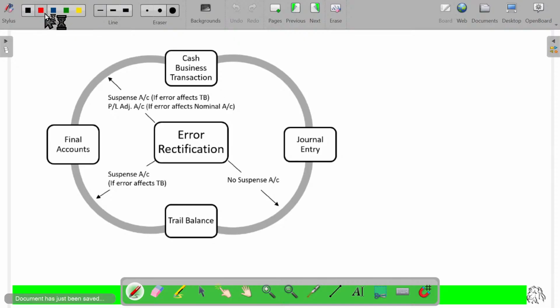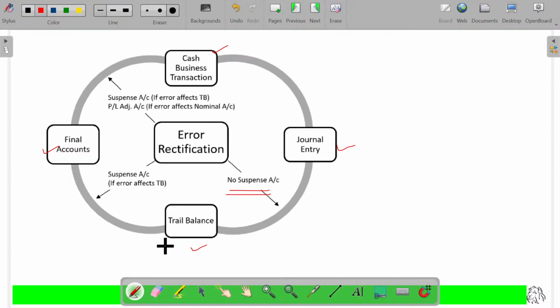See the picture here. Cash business transaction. From there, journal entry is passed, trial balance prepared and final accounts prepared. You can find the errors and rectify. Before the trial balance, in this case, you need not pass any entry. We don't have a suspense account.